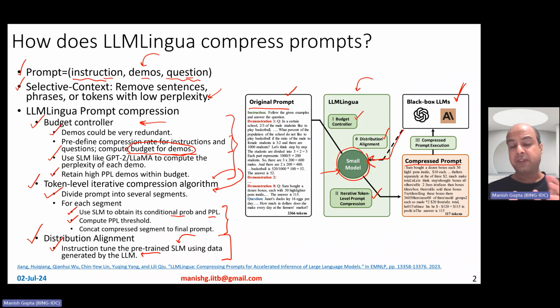Well, there is no specific controlled budget, but based on the perplexity of the tokens in that segment, you're going to get rid of the low perplexity tokens, and that gives you your reduced segment, which you keep concatenating to the final prompt, thereby obtaining the final prompt at the end. Note that this is done iteratively, such that when you're computing this conditional probability for any segment and the tokens in that segment, it's conditioned on the compressed previous segments. Yeah, that's how LLMLingua works.